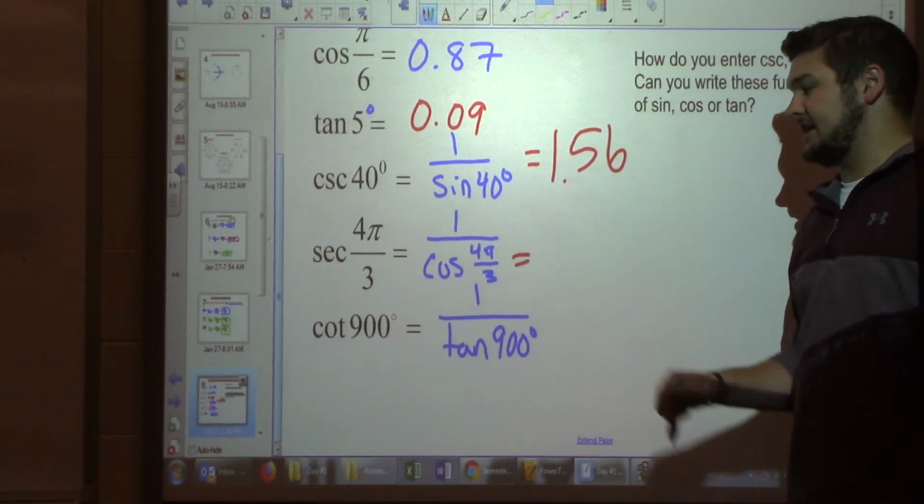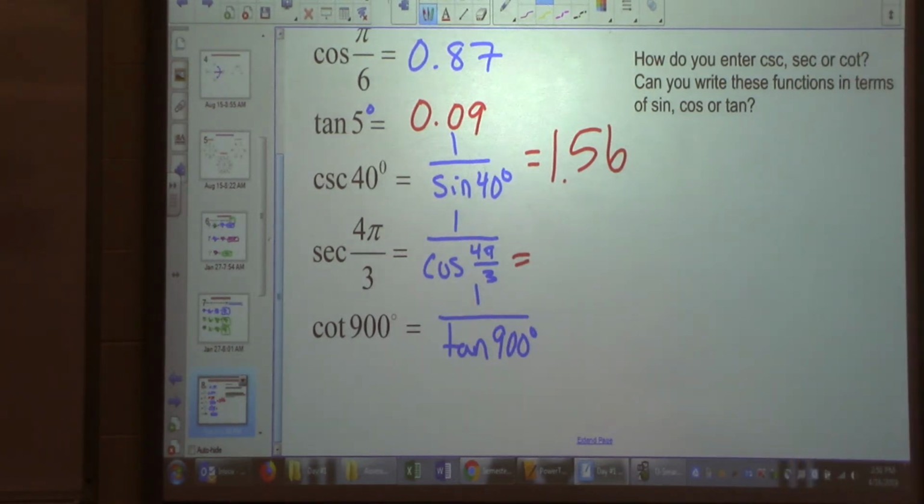Okay. Someone besides Simon or JJ or Xander. What do we get for 1 over cosine of 4 pi over 3? I know we're all punching in our calculators. I know we couldn't just be sitting there waiting for everybody else to say it. Negative 2.